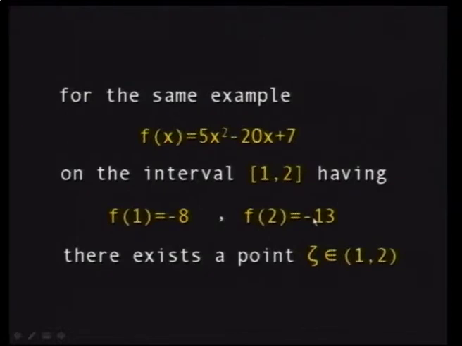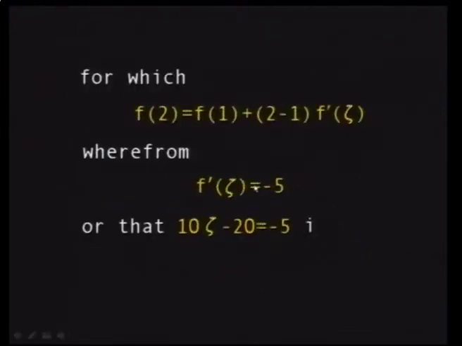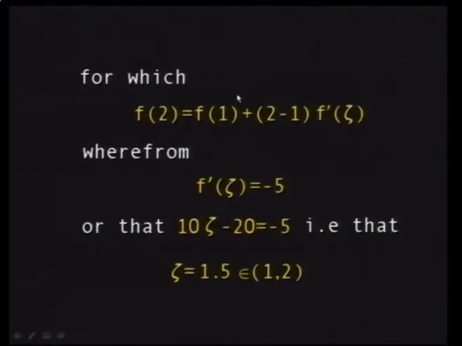In other words, minus 13 is equal to minus 8 plus the difference between the two, which is 1 times f dash of zeta. For example, you have f dash of zeta minus 5. So is there a point at which the derivative is minus 5? Yes, zeta is 1.5, but 1.5 lies in the interval from 1 to 2, so it's true now, the theorem is satisfied. Now this theorem actually is responsible for most of the applications of functions.